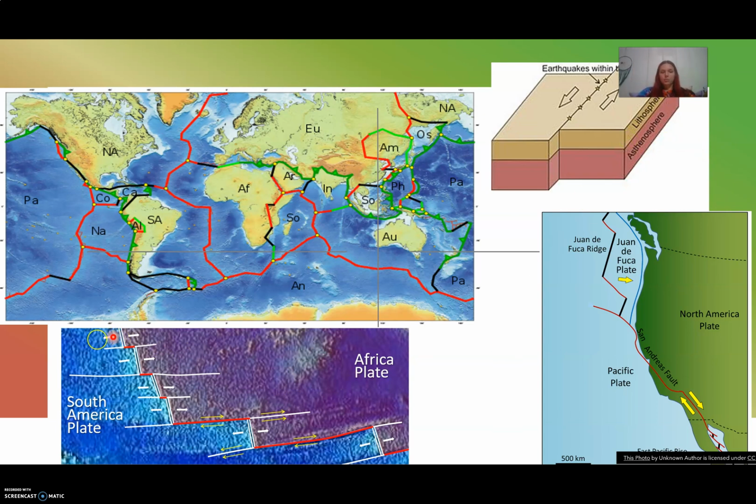So here's an in close picture of the little transform boundaries that are along the ocean ridges in this bottom corner here. And so that picture does a better job of showing those little tiny boundaries that are along these big boundaries in this picture. And then this picture over here is just showing the San Andreas Fault, dividing the Pacific plate with a little bit of North America on it, with the North American plate, which majority of North America is on.